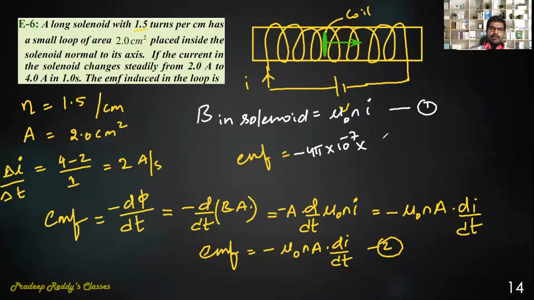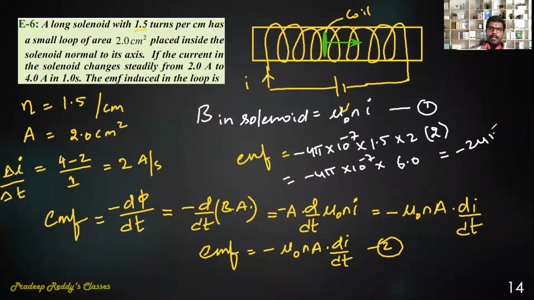Number of turns is 1.5 per centimeter. Area of cross section is 2 centimeter square. Change in the current is also equal to 2. This is equal to minus 4 pi into 10 power minus 7 into 4 into 1.5 into 2, which is 6 into 4 is 24. Minus 24 pi into 10 power minus 7 into that centimeter.